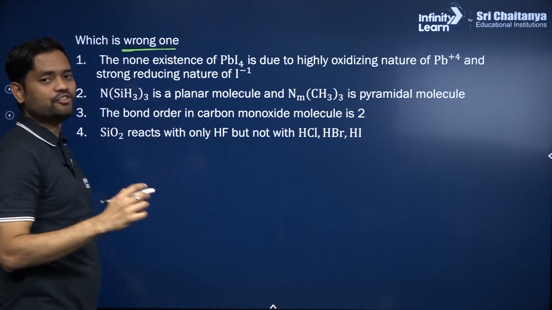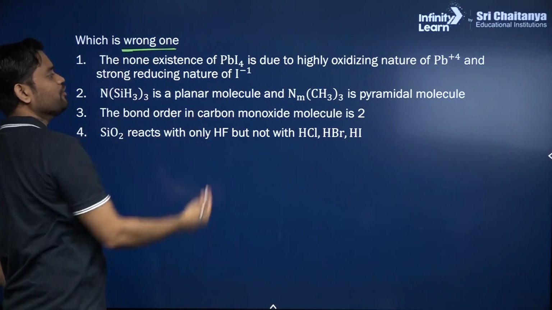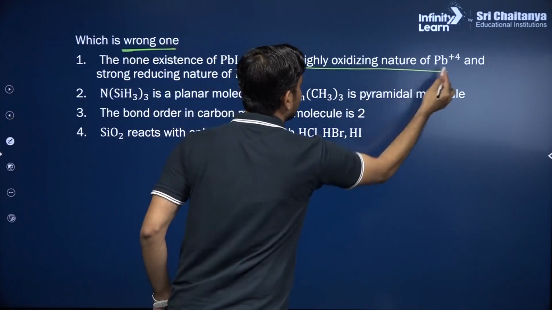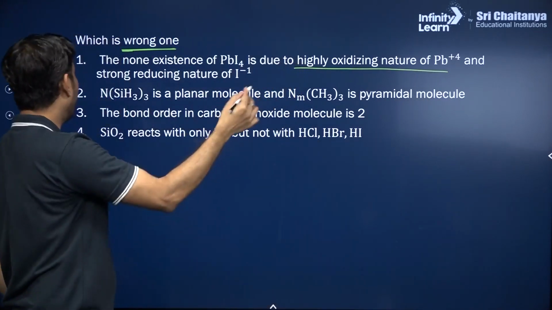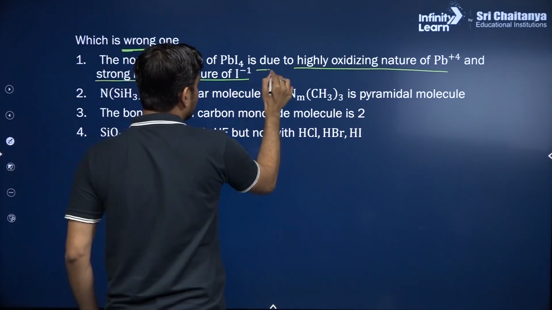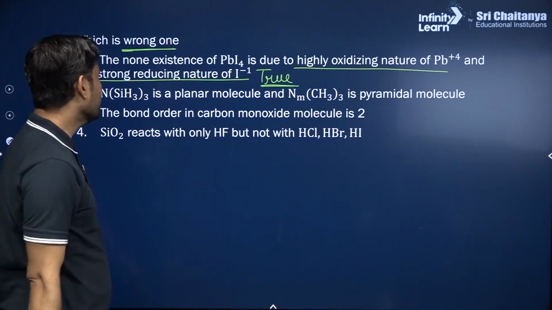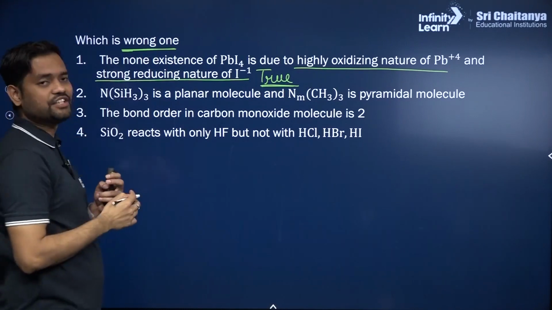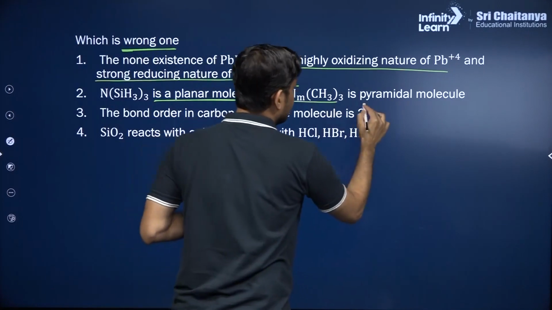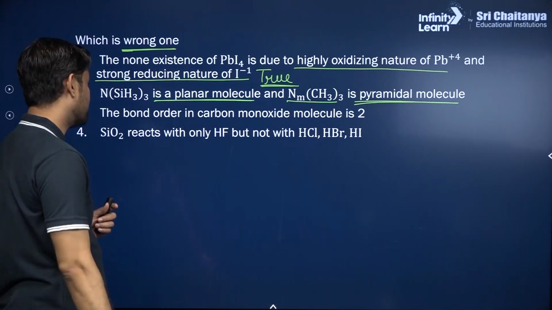Please read it. We need to find out the wrong statement. Okay, the non-existence of PbI4, that is lead tetraiodide, is due to the highly oxidizing nature of the lead tetravalent ion and the strong reducing nature of the iodide ion. True. This statement is true. Okay. N(SiH3)3 is a planar molecule, and this is a pyramidal molecule. Again true. It's a true statement, right?